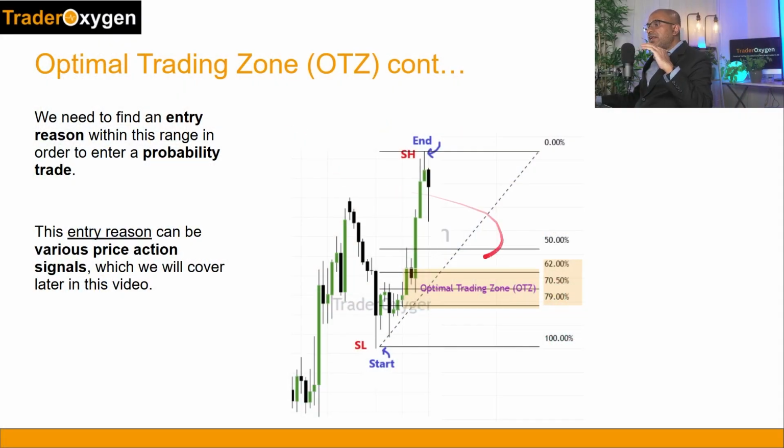So when it comes to the optimal trading zone, we don't just take a trade based on the retracement. We need to find an entry reason within this optimal trading zone to enter a high probability trade. Those entry reasons are going to be various price action signals, which will be covered later in this video.